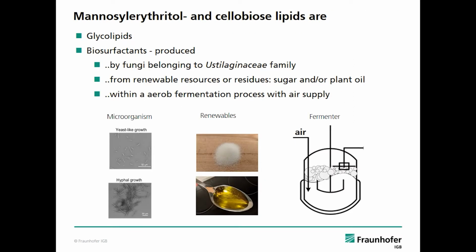In my research group, our aim is to optimize processes for the production of two other kinds of biosurfactants, and these are not yet available in a high amount on the market. These biosurfactants are called Mannosylerythritol lipids or Cellobiose lipids, and both can be produced by fungi strains in a bioreactor. For the production, we just need to feed sugars or sometimes also plant oils.